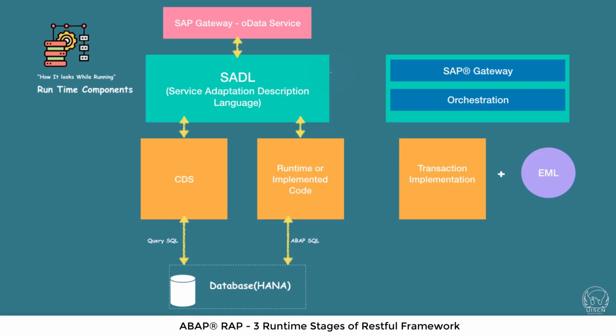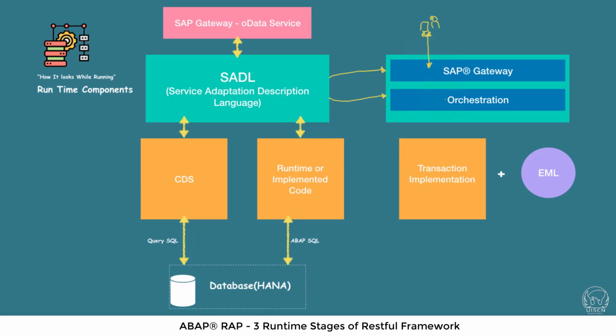If we break down this SADL framework, we have one component, SAP Gateway, and a second component, the orchestration framework. We have already discussed that the gateway acts as a web server, and it treats the external OData request and fulfills it by invoking the internal functionality. That is what the gateway is for. Here is the user with the request, or it can be an API endpoint called by a third-party program.